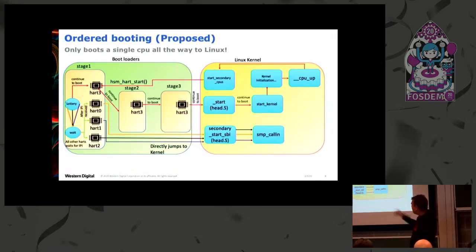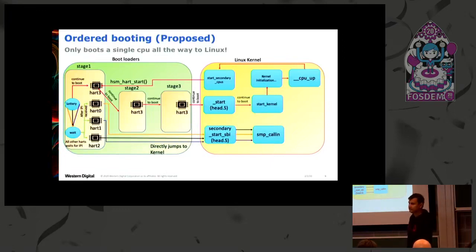Another advantage is, let's say you want to add one more stage. The other stage doesn't have to do anything. That hart, instead of jumping to Linux, just jumps to the next stage, does whatever that stage needs to do, and then jumps to Linux. The entire process remains the same.